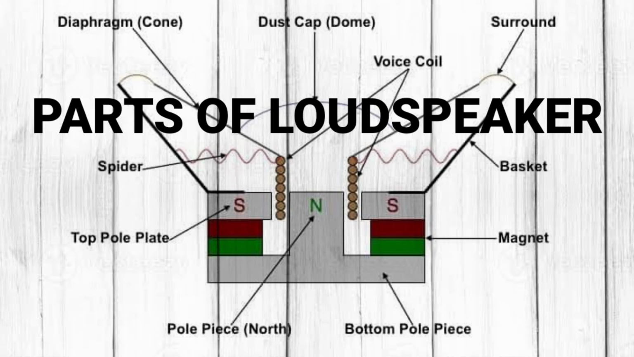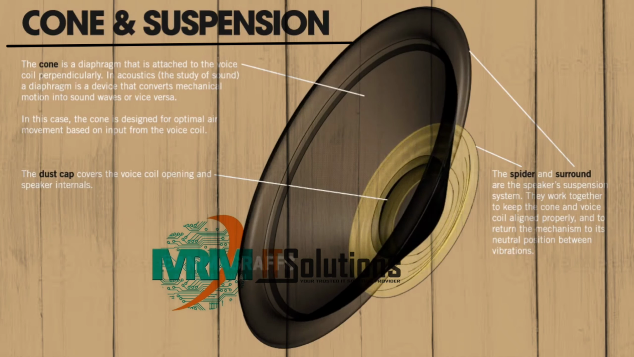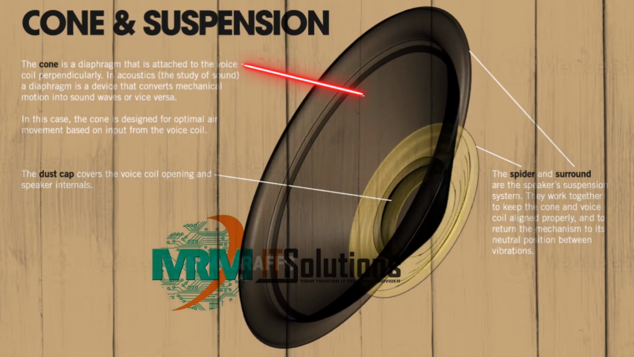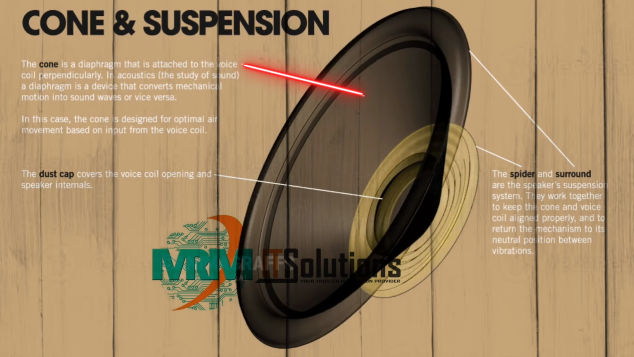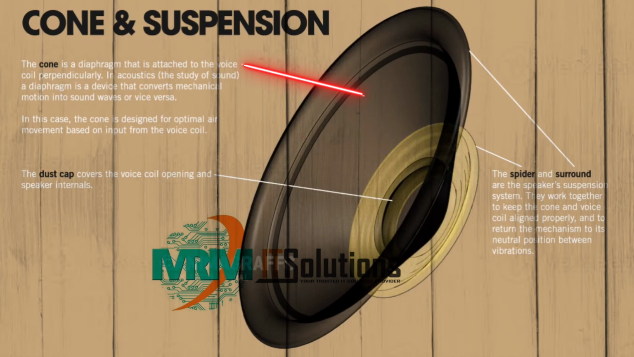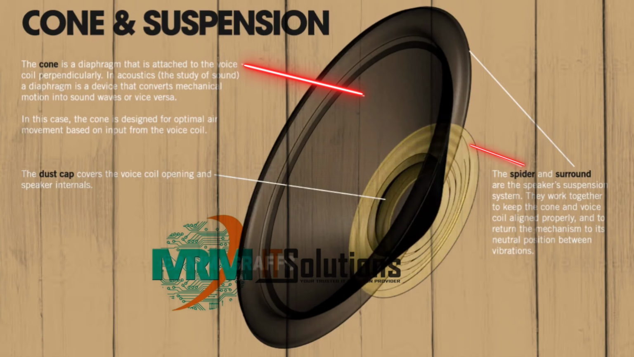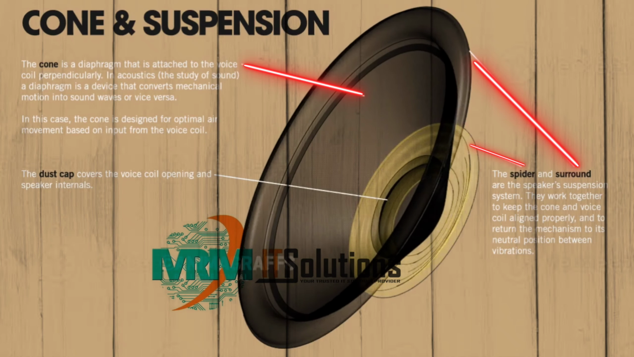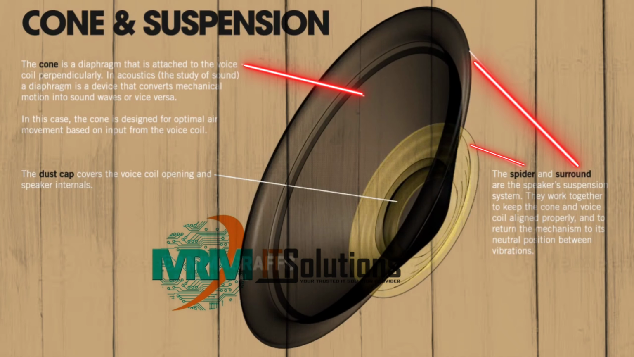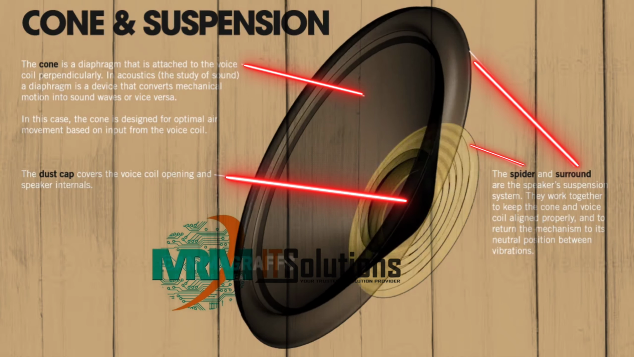Parts of a loudspeaker. Cone and suspension. The cone is a diaphragm that is attached to the voice coil perpendicularly. In acoustics, the study of sound, a diaphragm is a device that converts mechanical motion into sound waves or vice versa. In this case, the cone is designed for optimal air movement based on input from the voice coil. The spider and surround are the speaker's suspension system. They work together to keep the cone and voice coil aligned properly, and to return the mechanism to its neutral position between vibrations. The dust cap covers the voice coil opening and speaker internals.